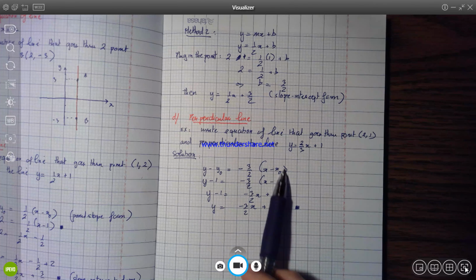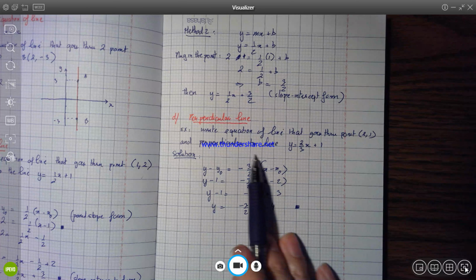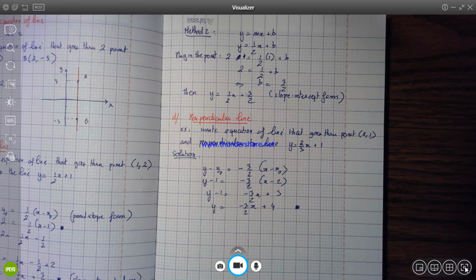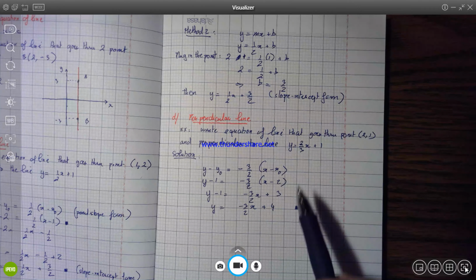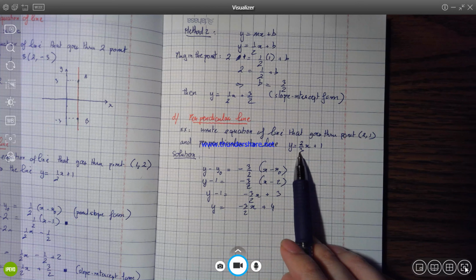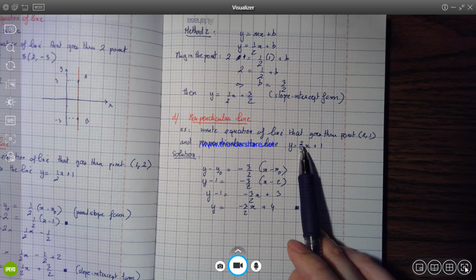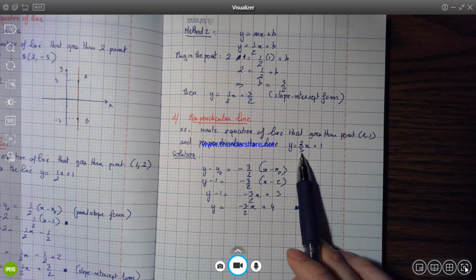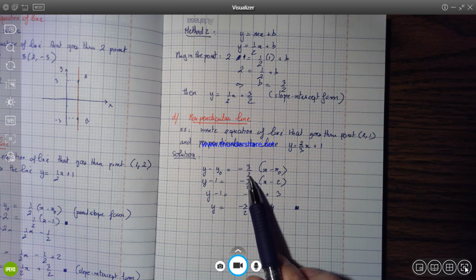In this example, I'm going to do it with the point-slope form. And for slope-intercept form, I'm going to let you do it by yourself. So write the equation of the line that goes through the point (2, 1) and is perpendicular to this line with this slope. Because it's perpendicular, this new slope will be the reciprocal of this, which is 3 over 2, and you put a negative in front, so the negative reciprocal will be negative 3 over 2.